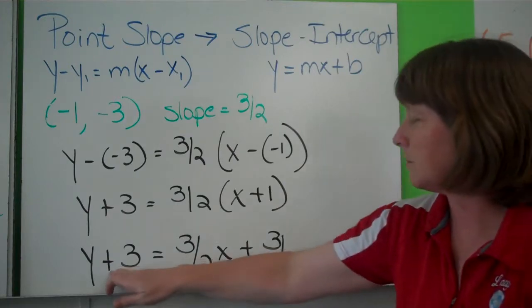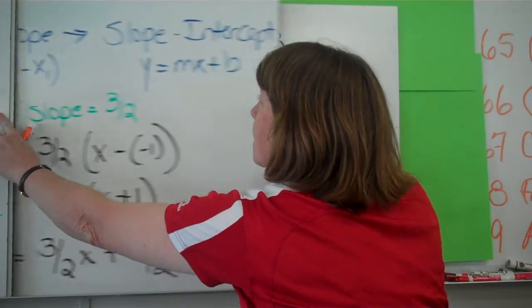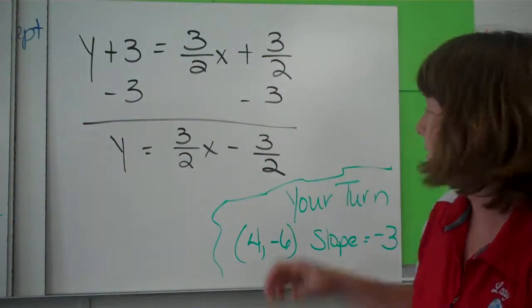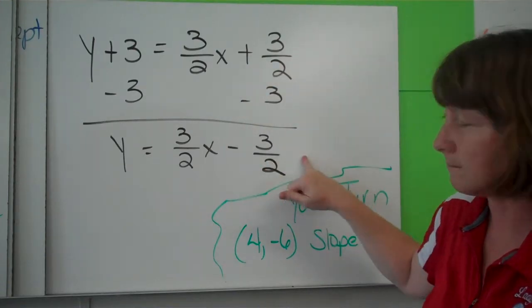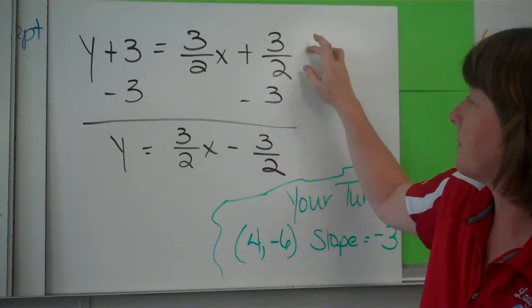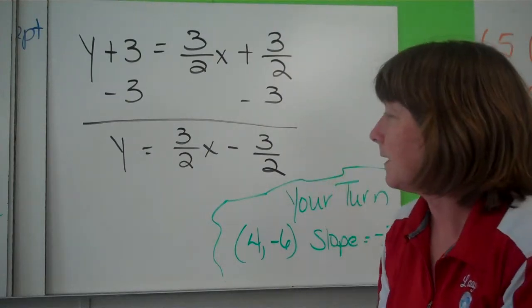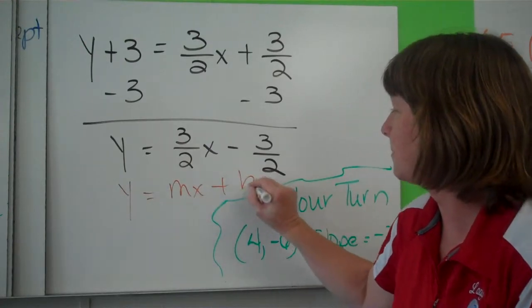So now we have to move this over because we need to get the y by itself. When you put the 3 over, ladies and gentlemen, this looks the same, but this one is a plus 3/2 and this is a minus 3/2. So make sure you're putting this in and doing the math correctly in your calculator. And now this is in the form of y equals mx plus b.